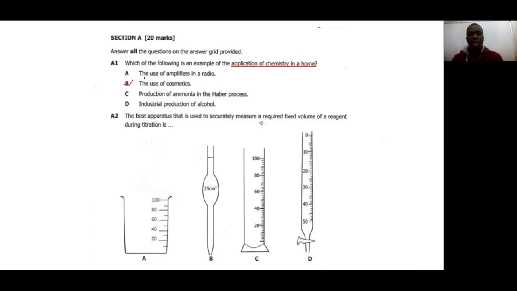Now, why is A not the correct answer? The use of amplifiers in a radio, wow, this is more of physics than chemistry. So the correct answer for question one is B. Let's go to question two.